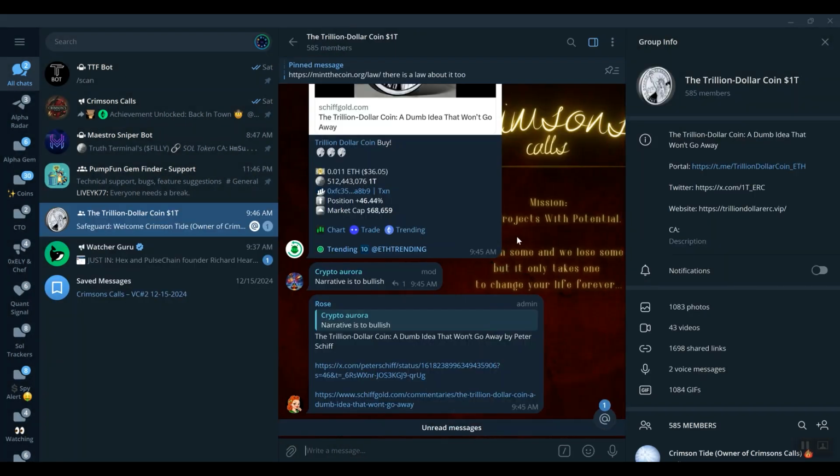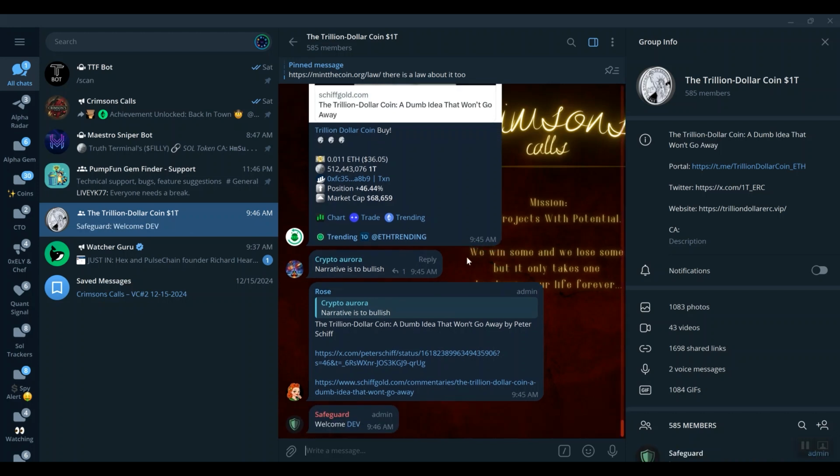So this is the $1 trillion coin. All right, so we can see they've got some trending going on. Last buy was at 9:45. That falls within my 10-minute window. If I don't see a buy within 10 minutes, and this is something for you if you're new, then I don't consider this to be a token that I would go ahead and watch. But this one does meet that criteria, and it's one of the many criteria that I set for tokens that I look at, that there is a buy within 10 minutes.